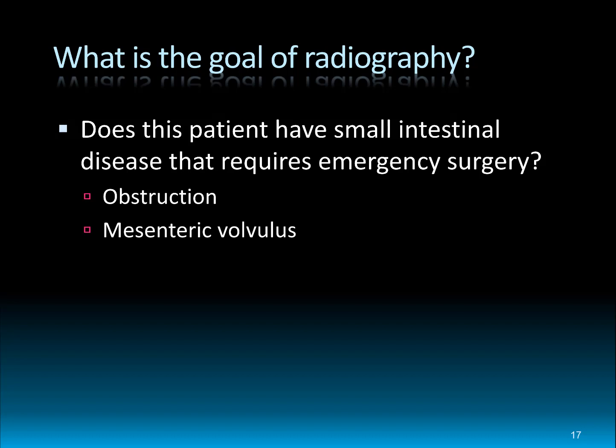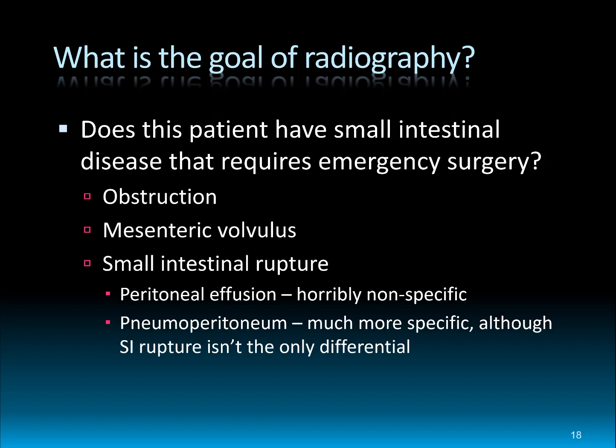Those dogs, or cats, though it's much more common in dogs, will die if they don't get emergency surgery. So that is something that we need to be able to identify rapidly, and that's something that we can do with radiography. Small intestinal rupture, similar story. This is something we need to figure out. Radiographs are of medium, we'll say, specificity for this.